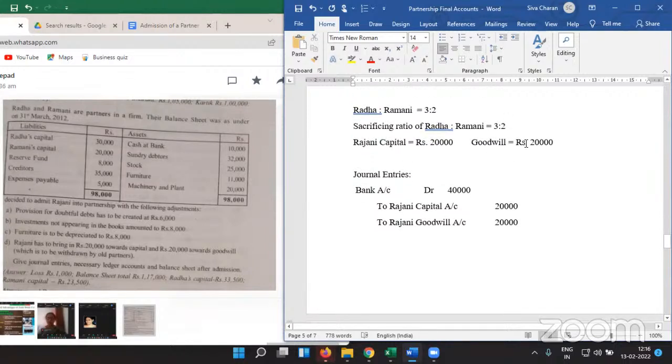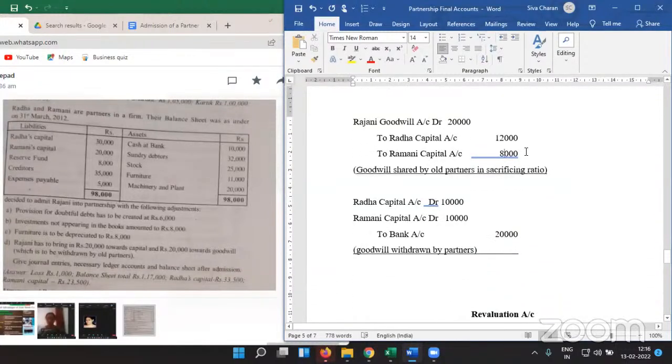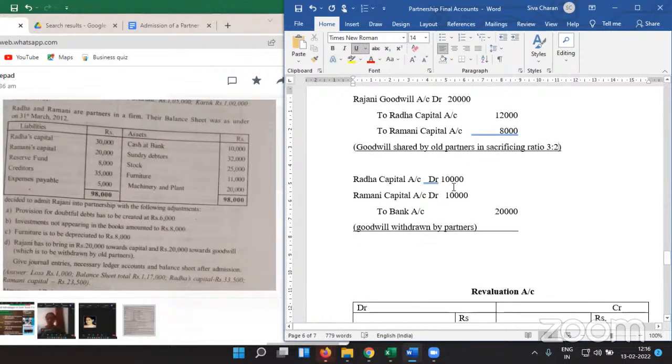In that way, Rajani's goodwill is distributed in the sacrificing ratio 3:2. When you distribute 20,000 in the 3:2 ratio, Radha gets 12,000. That is 20,000 into 3 by 5, and 20,000 into 2 by 5. Radha gets 12,000, Ramani gets 8,000. So altogether 20,000 is withdrawn by the partners. This will not change.